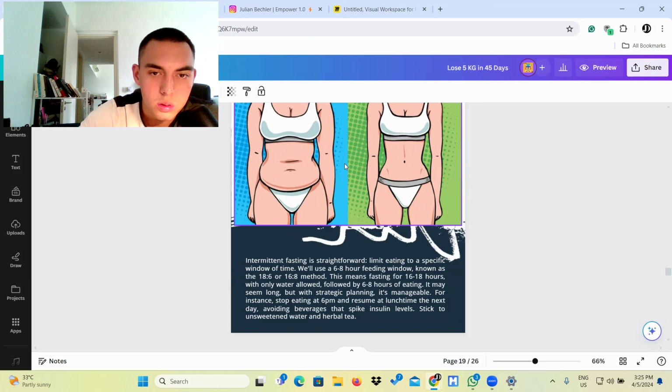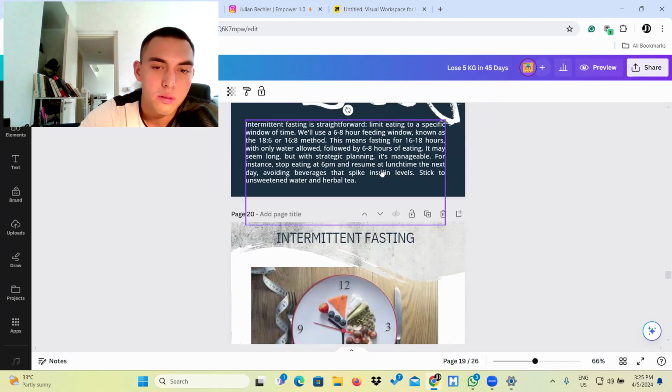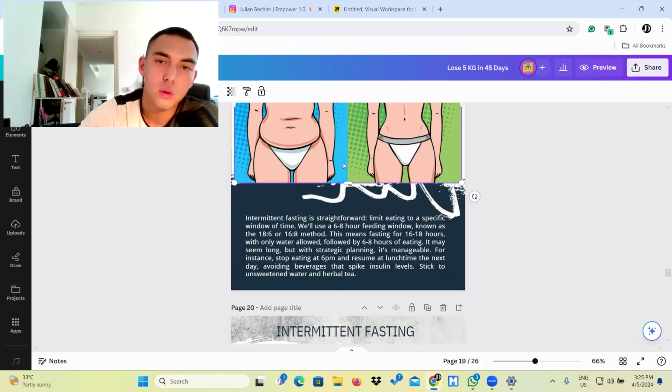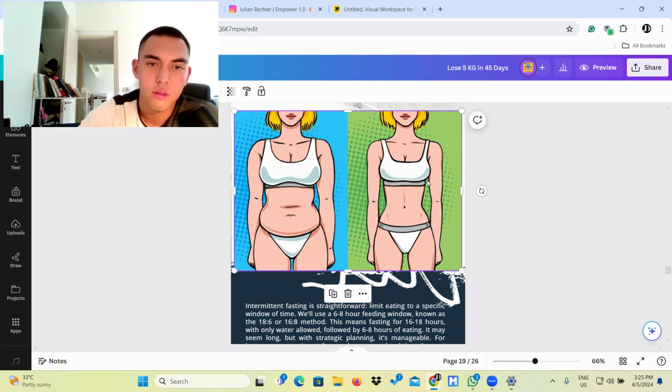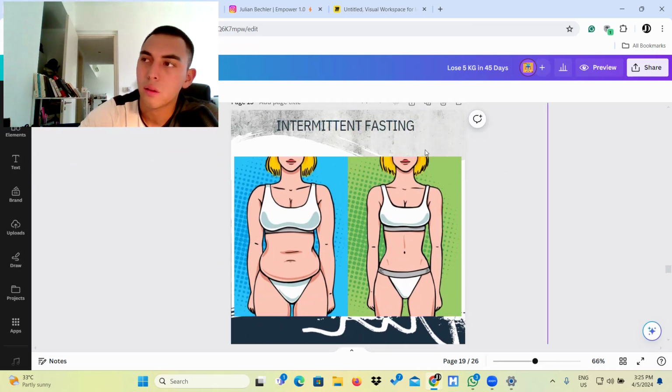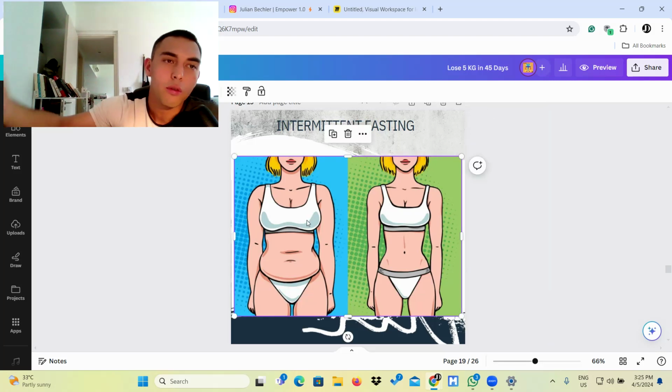So more visuals, intermittent fasting, before and after. Before and after is super powerful, especially if you guys are in the fitness niche, like showing them a desired result and a current state of before and after.